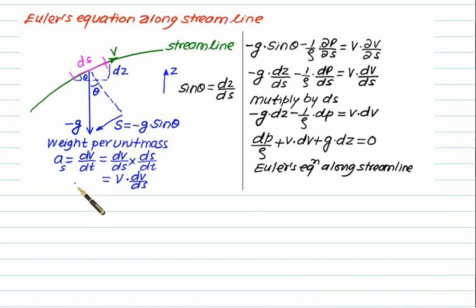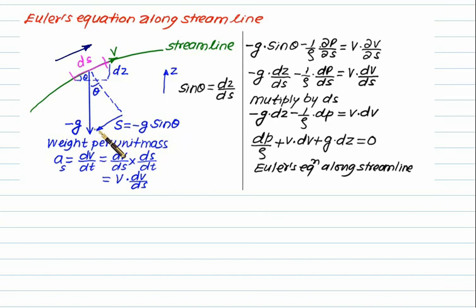And the acceleration along this direction is given as dv by dt, which can be written as dv by ds into ds by dt. ds by dt is the same as the velocity. So acceleration is given simply as v multiplied by dv by ds. This time the net force acting along this direction will be balanced by the inertia, that is equal to m into a. So the net force acting is minus g sine theta.